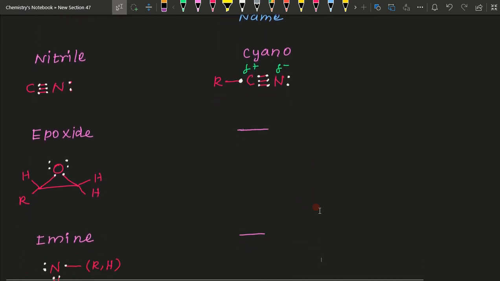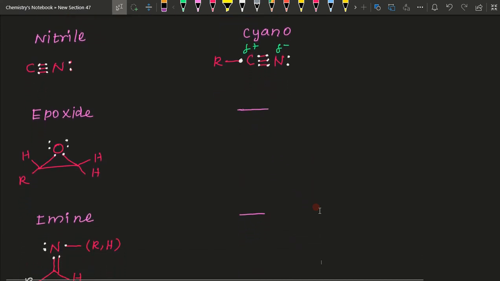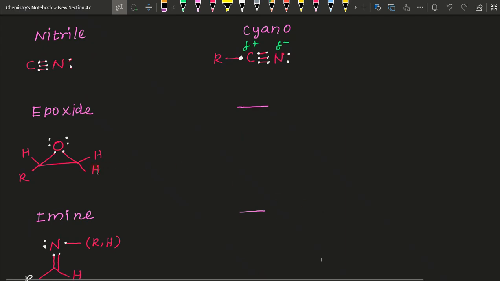Then see this molecule, epoxide. There is only one R present. Here there is no substituent name.